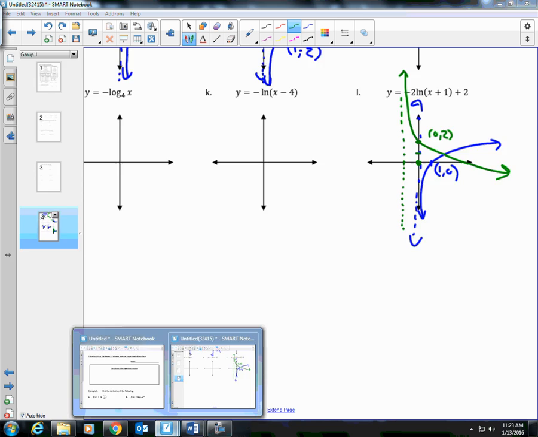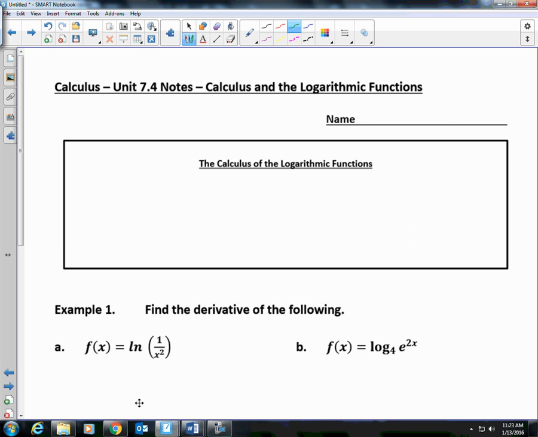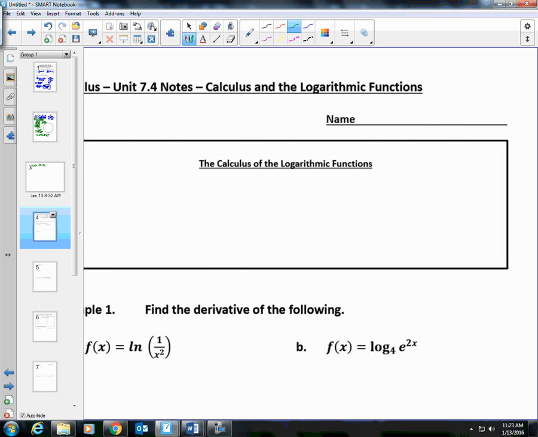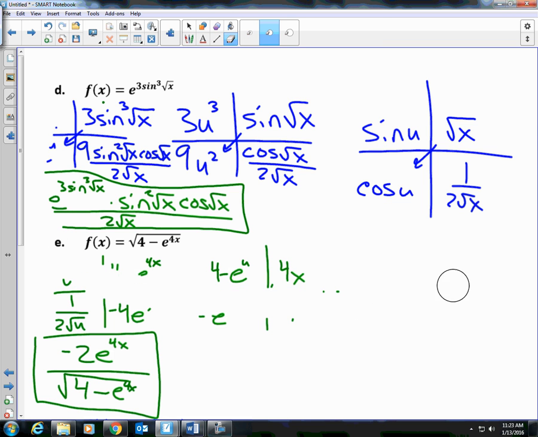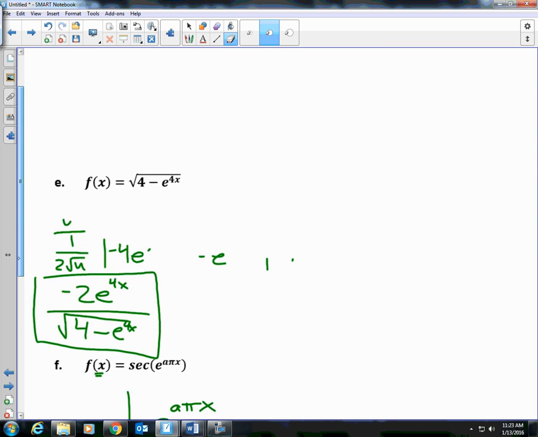So let's go to this piece right here, the calculus of exponential functions. I'm sorry, I moved ahead. Yes, I want you to finish everything in that review packet. That'll be part of your assignment.